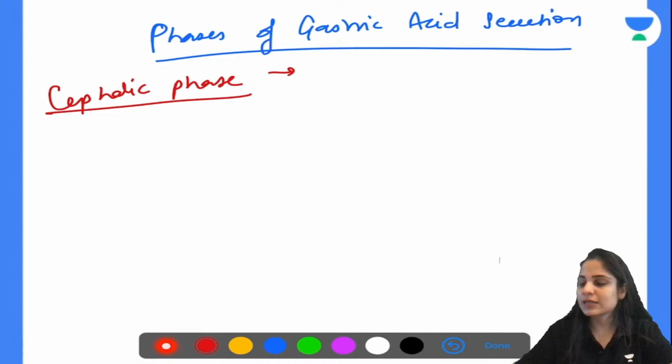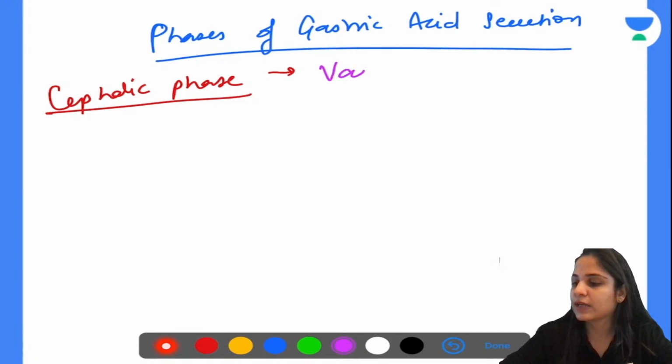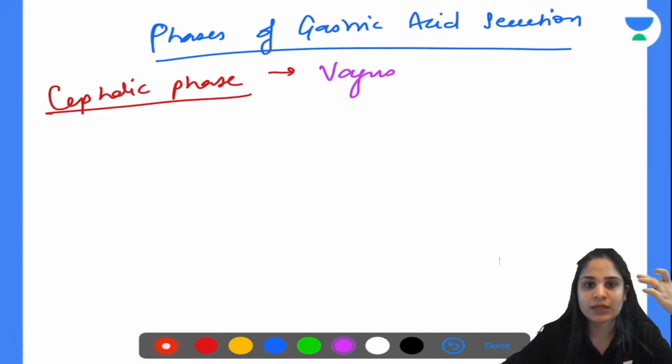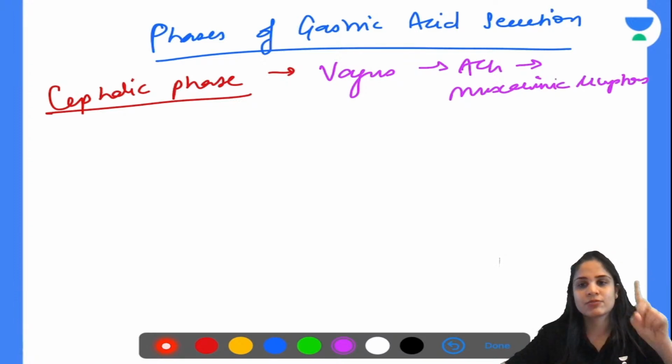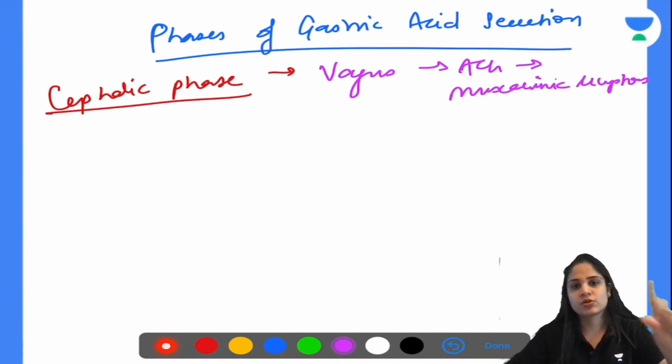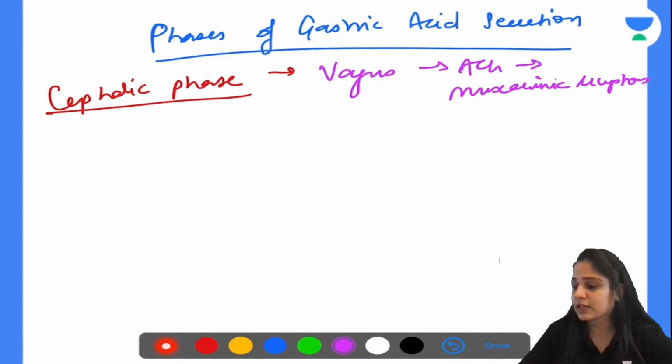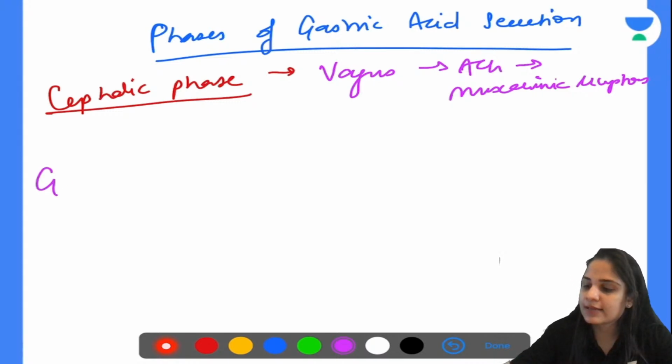So that will stimulate your vagus nerve. The sight and the smell will stimulate your vagus nerve. The vagus nerve will then release acetylcholine, which will activate the muscarinic receptors in the stomach. That is the first phase, which will lead to production of hydrochloric acid. That is the cephalic phase. Then the next phase that we have is the gastric phase.